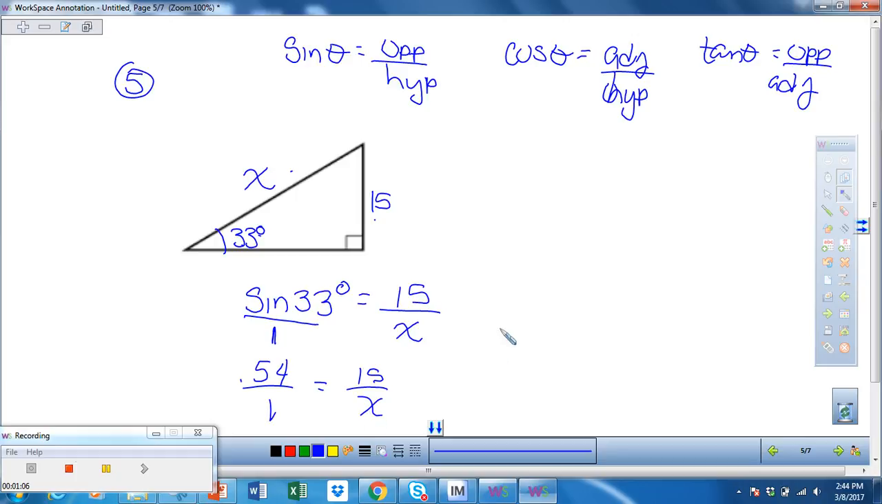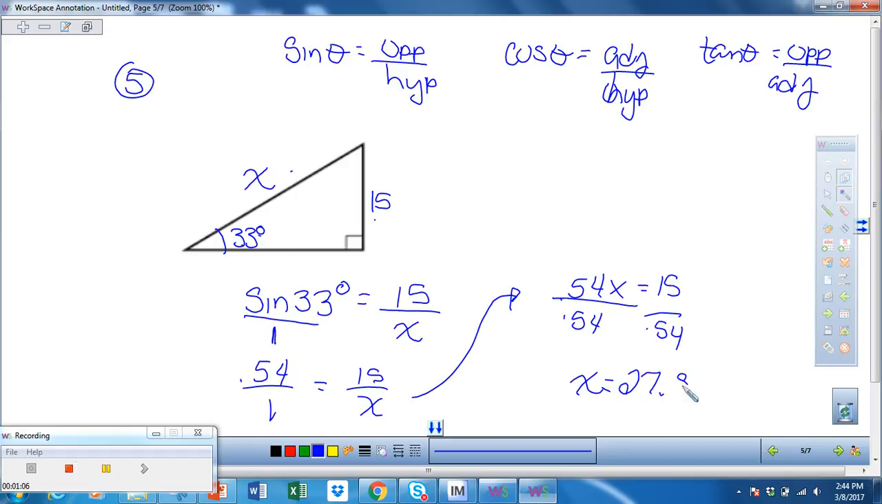Cross multiplying, up here, I get 0.54x is equal to 15. And then I'm going to divide both sides by 0.54. And that should give me, so I have 15 divided by 0.54. And that's going to give me 27.8, rounded to the nearest tenth. Okay? Alrighty, let's do another one.